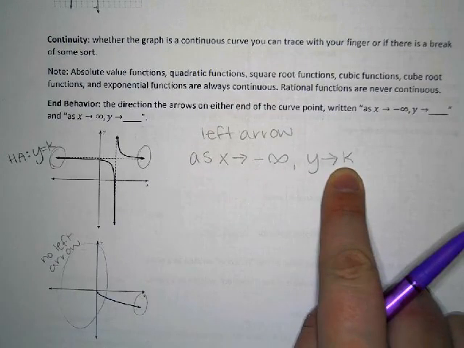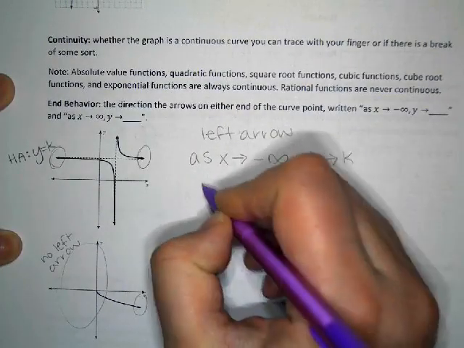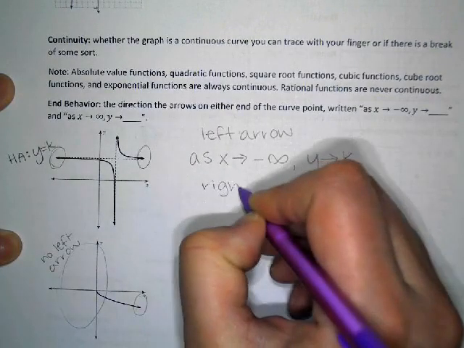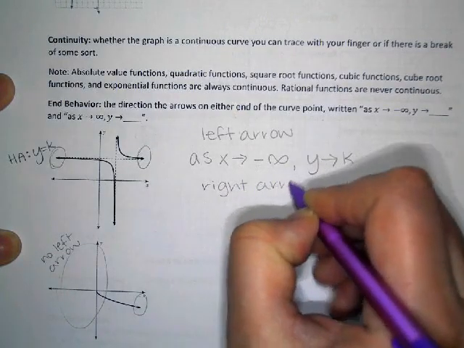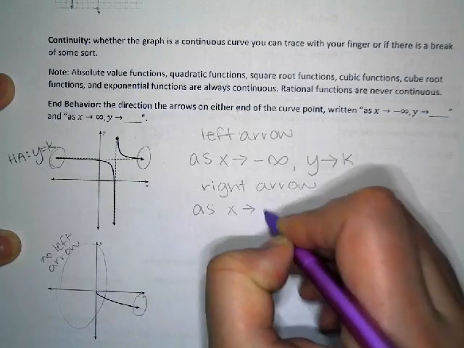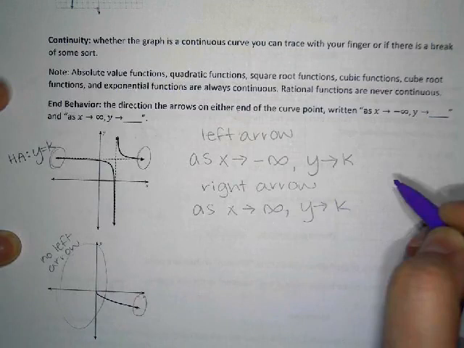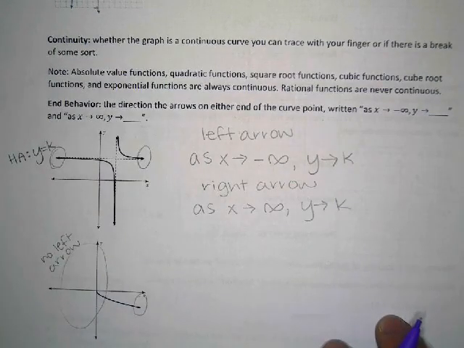Same thing for the right arrow. So if we look at the right arrow, we're going to see as x goes to positive infinity, that means we're looking at the right arrow, the y value is doing the same thing. It's not going up, it's not going down. It is leveling out in the middle at the k value.